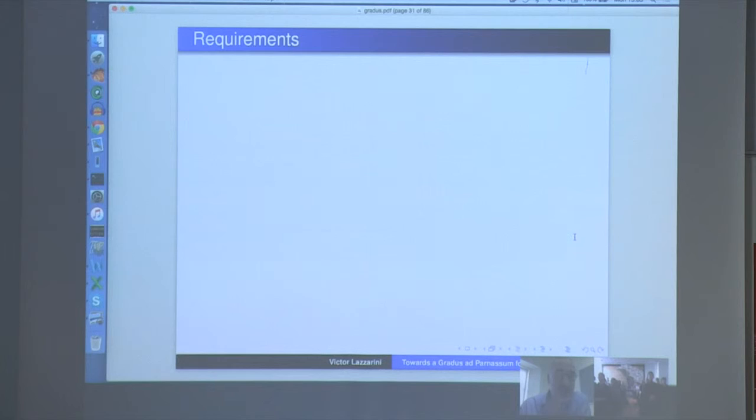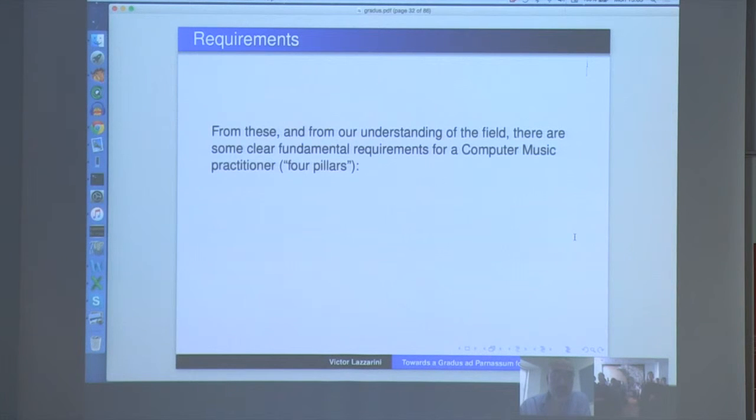So here we see some requirements. From these ideas and from our understanding of the field, there are some clear fundamental requirements for a computer music practitioner, and that's where we're going to start a discussion from. We call it the four pillars of computer music.